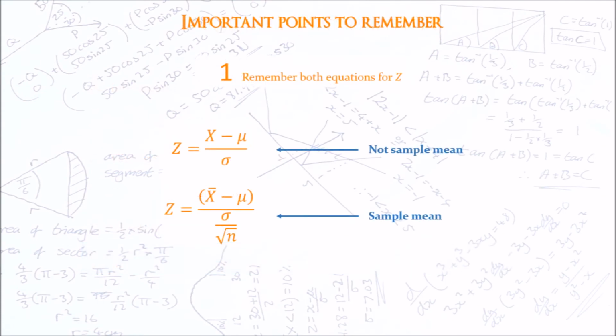Right, let's have a look at some important points for the normal distribution. The first of which is your two values of z. You've got z is equal to x minus mu over sigma, or z is equal to x bar minus mu over sigma over root n. The latter, being in a formula booklet, is for when you're dealing with the sample mean, and the former is when it's not a sample mean.